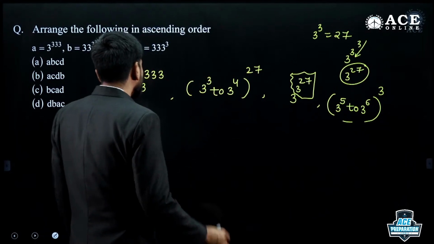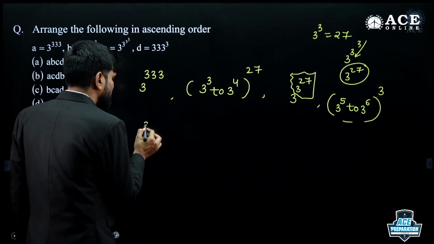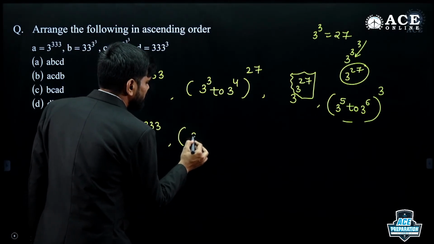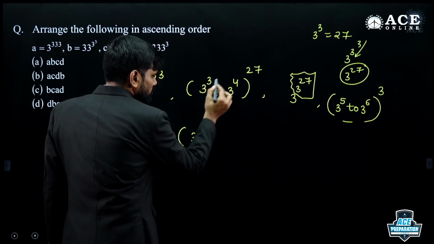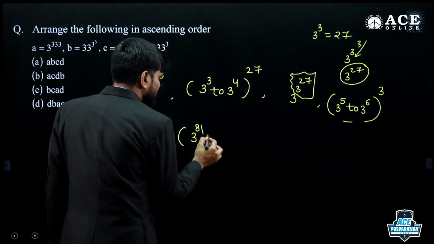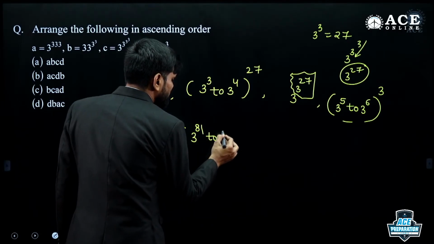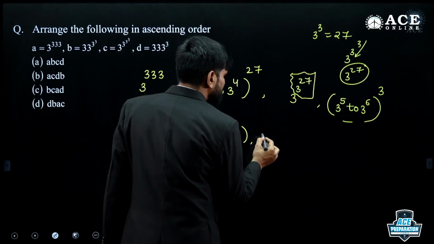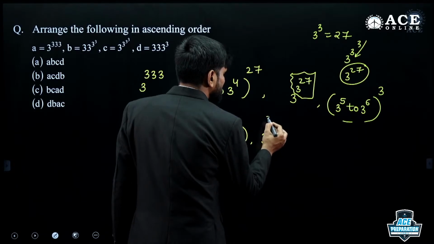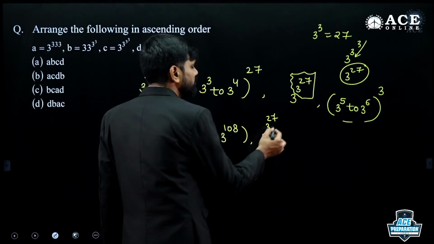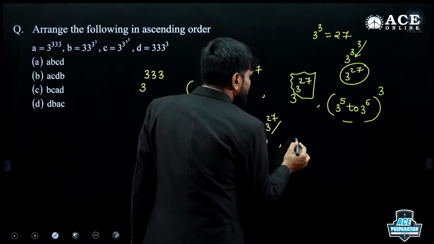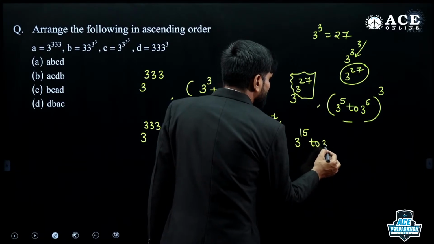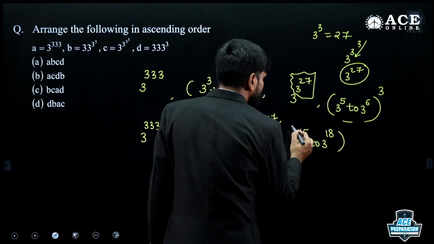Now let us simplify this, dear. Now here this is 3 to the power of 33 fixed. This is in the range of 3 to the power of 3 whole to the power of 27, that is 3 to the power of 81 to 3 to the power of 108. Next, this is 3 to the power of 27, a largest value. So this will be in the range of 3 to the power of 15 to 3 to the power of 18 is the value of this.